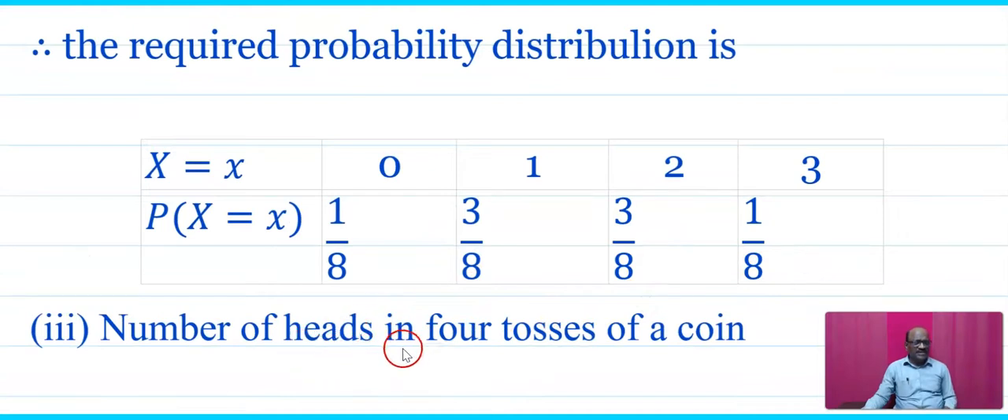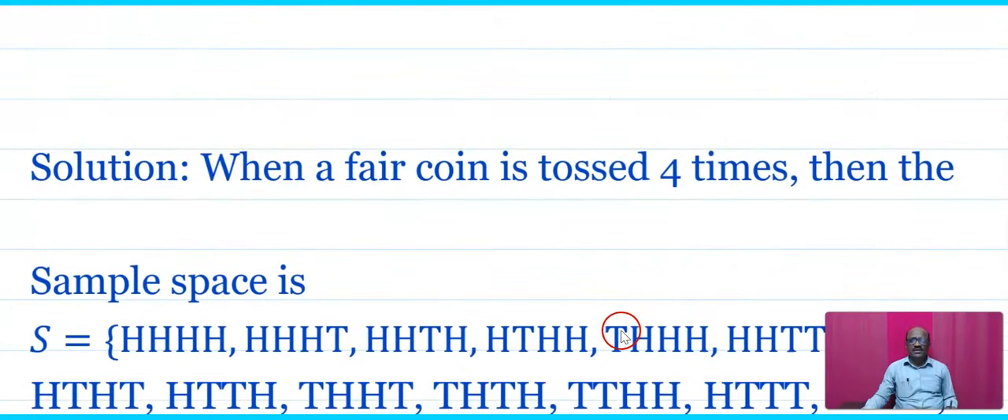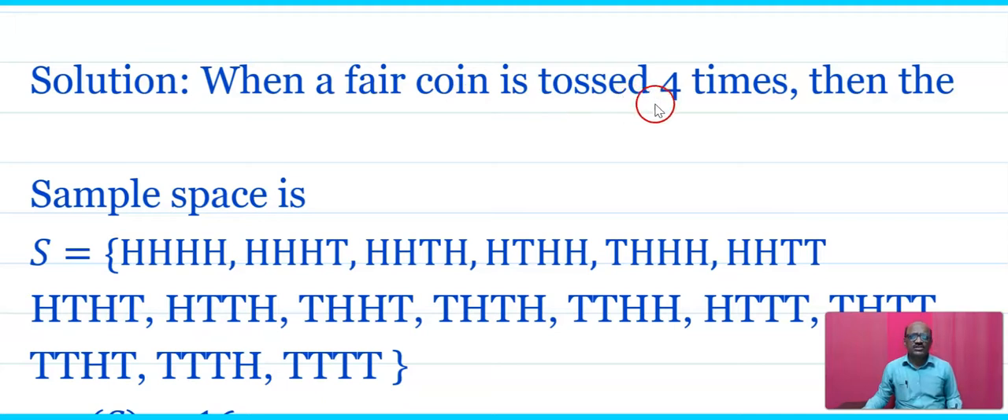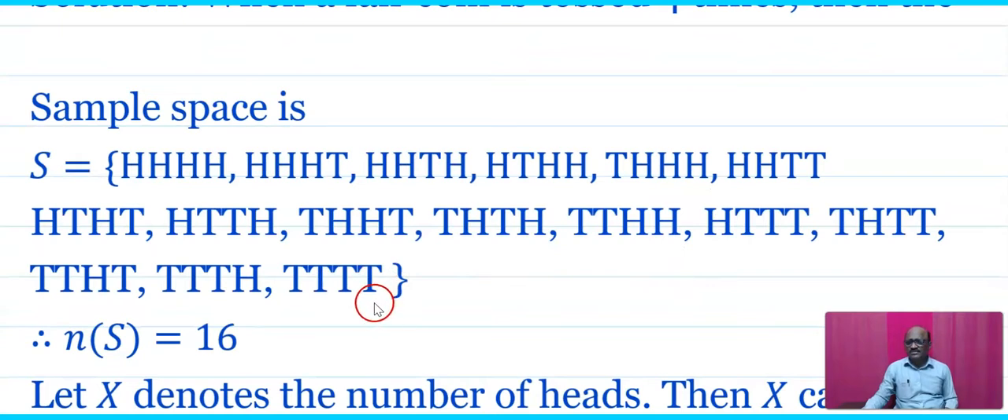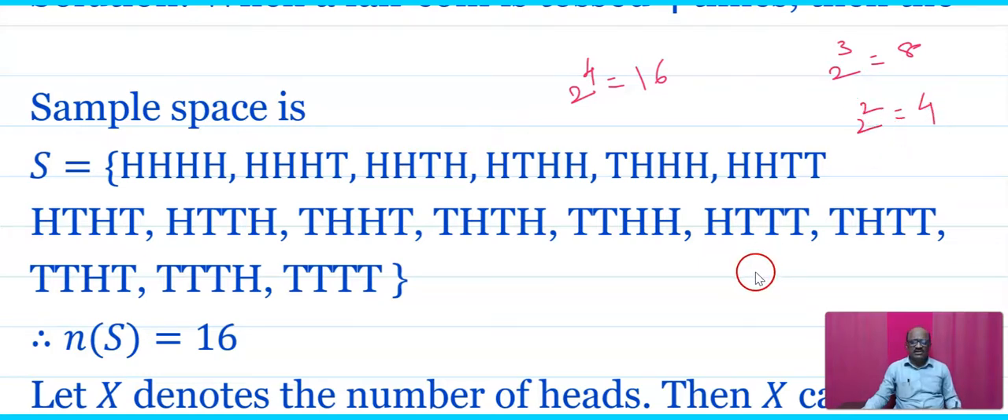Next, the number of heads in the 4 tosses of a coin. When a fair coin is tossed 4 times, then the sample space is HHHH, HHHT, HHTH, and so on. In this way you will get 16 points, that is 2 raised to 4. When anyone says toss the coin thrice, then 2 raised to 3 means 8. Toss the coin twice, then you will get 4 sample points. And in this way n of S is 16.